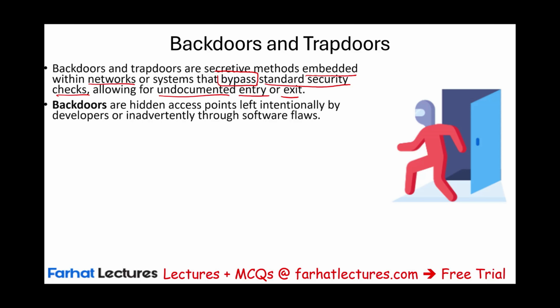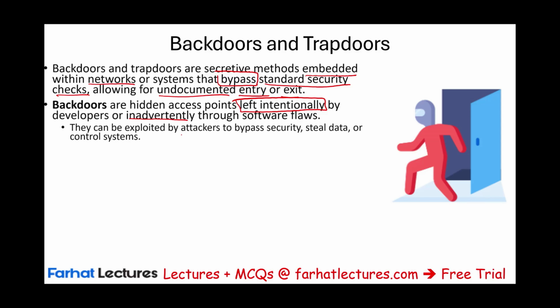What's the difference between the backdoors and the trapdoors? The backdoors are hidden access points left intentionally, usually by the developer, or inadvertently through software flaws. When the software was written, it left a backdoor open unintentionally. They can be exploited by attackers to bypass security, steal data, or control systems. Now, if the developer kept them, the developer is aware of them. If they were left unintentionally, they will have to be discovered. Or sometimes, if the developer did create those backdoors, they may not use them themselves. They may tell someone else about them.